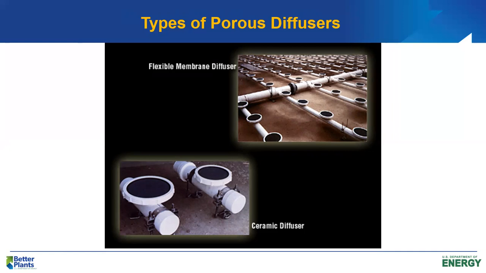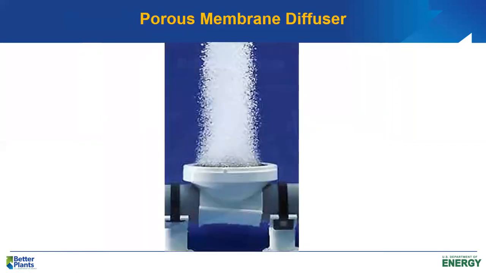Another type of porous diffuser is the flexible membrane diffuser. These have membranes that provide flexibility. They can flex and would be less susceptible to plugging. So porous membrane diffusers are very popular. This gives you an idea of the kind of air bubbles that we generate with these types of diffusers. Again, this is a porous membrane diffuser, and you can see fine bubbles being generated by this system.